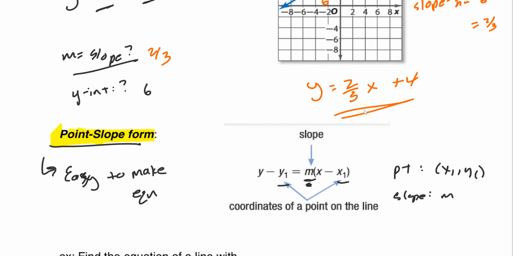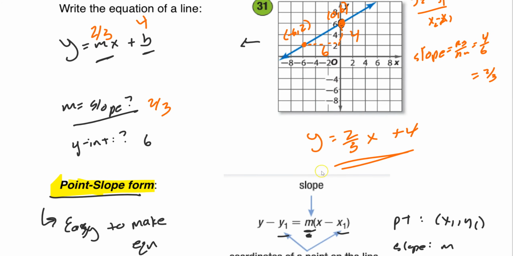Just to show you, let's go back up here real quick. Right, if I want to fill out this equation, try to find some space. Let me do it over here. Right, all I need is a point. We have a point right here. 0, 6, so plug in 0 for x, and 6 for y. And then you need the slope, which we found is 2/3. So you get y minus 6 equals 2/3 times x minus 0.